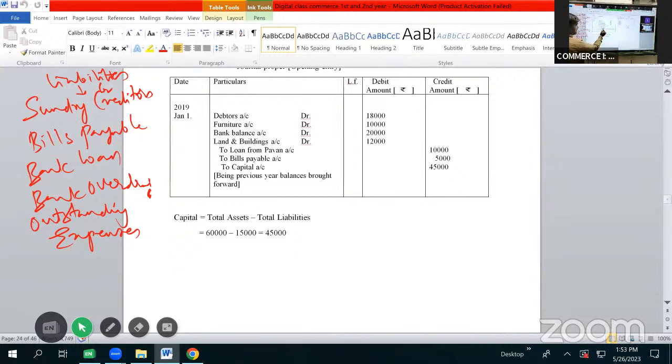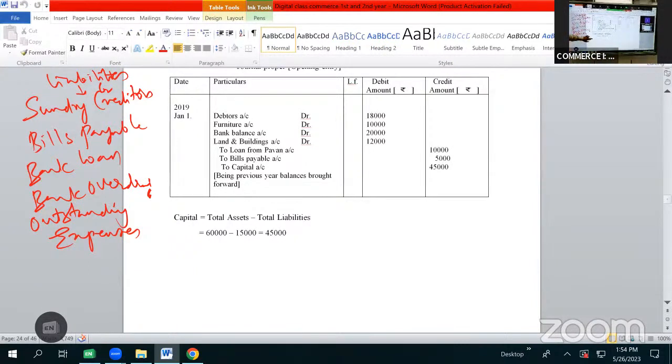Then we'll be finding the value of capital by applying the formula capital equal to total assets minus total liabilities. Total assets value will be getting by adding all the amounts of debits, 10, 20, 40, 50, 60. So the value of total assets is 60,000 and value of total liabilities is 10 plus 5, 15,000. Subtracting 15 from 60, we'll be getting the answer as 45,000, which will be writing it as to capital account 45,000. And the narration will be taken as being previous year balances brought forward.